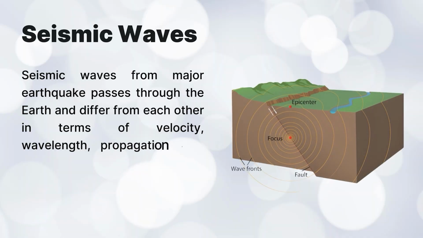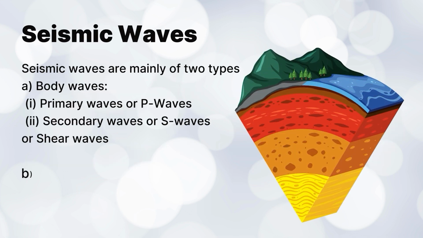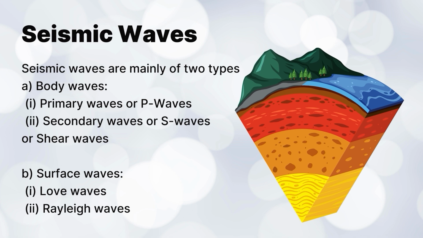And finally then seismic waves, before we study the interior of the earth, we must know about the seismic waves. Seismic waves from major earthquake pass through the earth and differ from each other in terms of velocity, wavelength, propagation path and nature of vibrations. You understand that the earthquake generates a lot of seismic waves, both primary, secondary, all types of seismic waves have been generated. But seismic waves are broadly of two types.